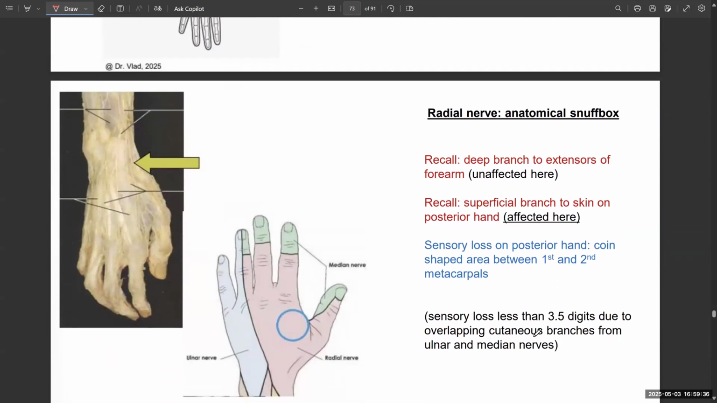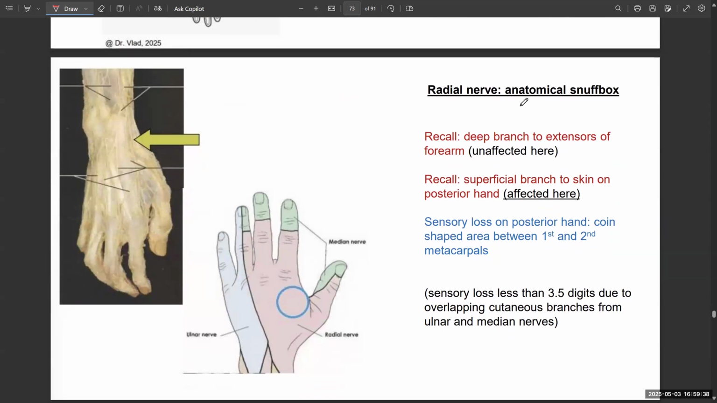Moving on to the radial nerve damage in the anatomical snuff box. Why is it called the anatomical snuff box? Well, if you look over here, basically, people used to put substances into their anatomical snuff box and snuff that out, right? So that's why it's called the snuff box.